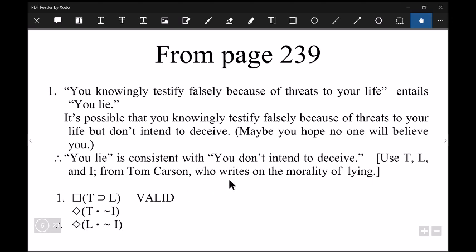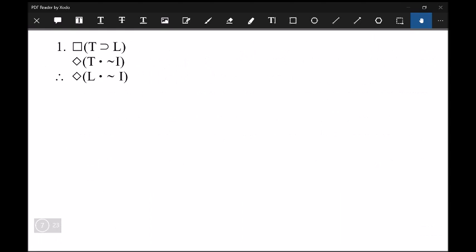And what is lying then? Well, you've got to read Carson's stuff about this. Is this valid? Yes, it is. How do you prove it? Well, block off the conclusion, assume the opposite: not possible, L and not I. Okay, so then you reverse squiggle. So not possible, therefore necessarily false. Necessarily false, L and not I.